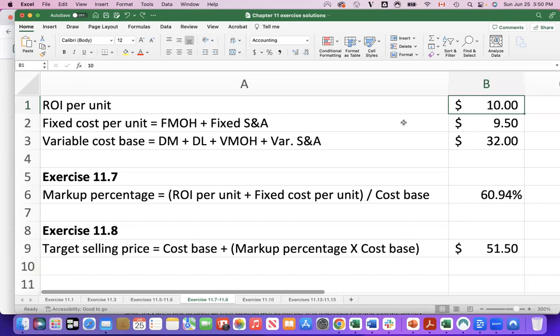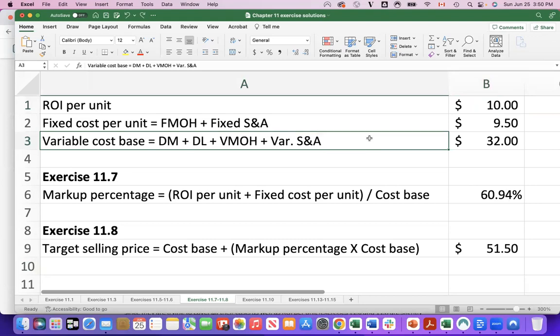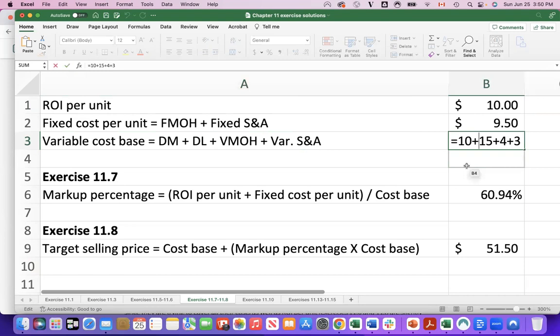So remember, under variable costing, the cost base, we can skip ahead to here. The cost base under variable costing is all the variable costs. So it's not absorption costing method. So here, our direct material, our direct labor, our variable manufacturing overhead, as well as our variable selling and admin make up the cost base. So if you add those up, the $10 in material, 15 in labor, 4 in variable overhead, 3 in variable selling and admin, you get a variable cost base of $32. So that's what we're basing the markup percentage off of.